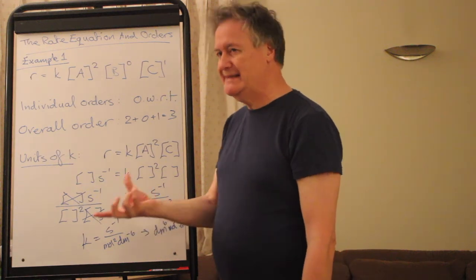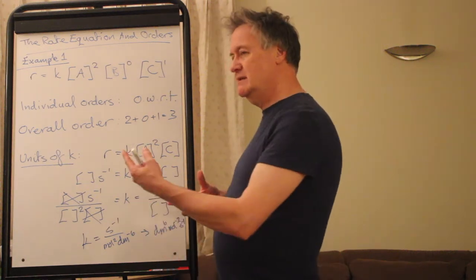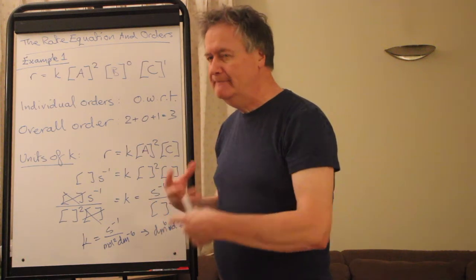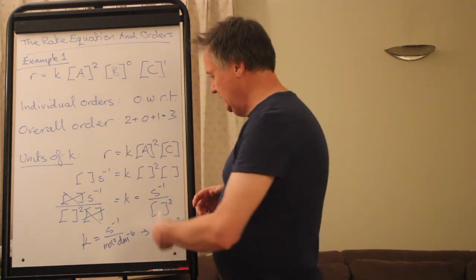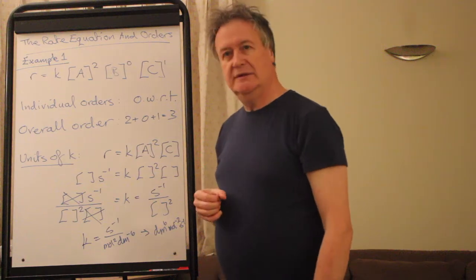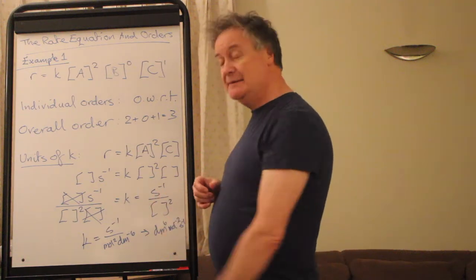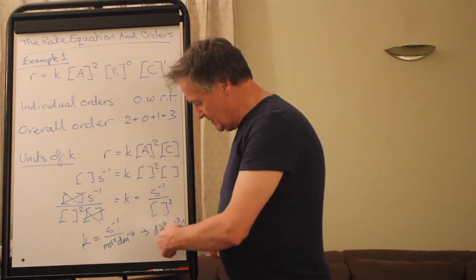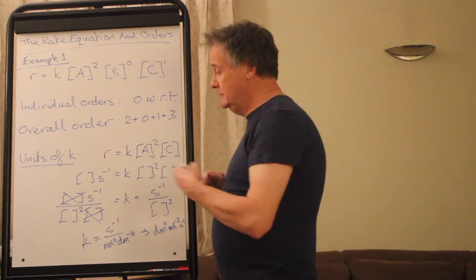Per mole squared decimetre to the 6 makes no sense. It's decimetre to the 6 per mole squared. Grammatically that makes more sense. So that's working out the units of a rate constant. I said there's a pattern to it. This is the third order version.